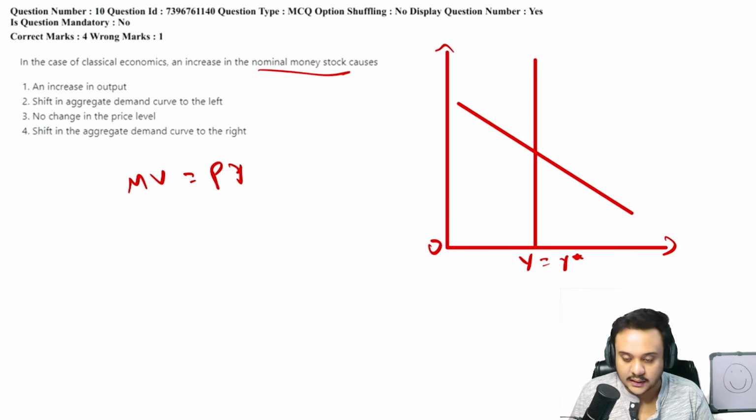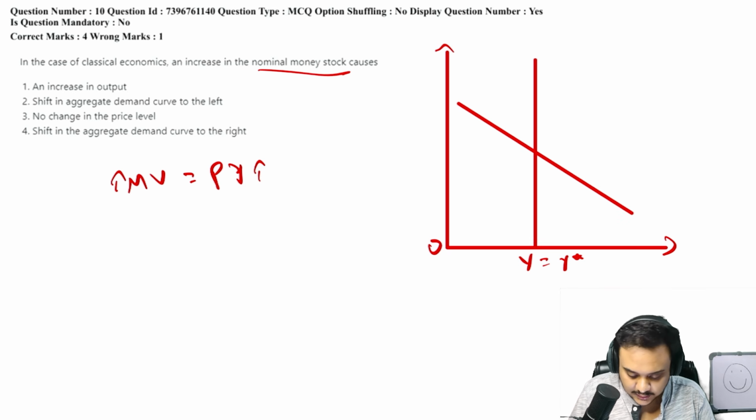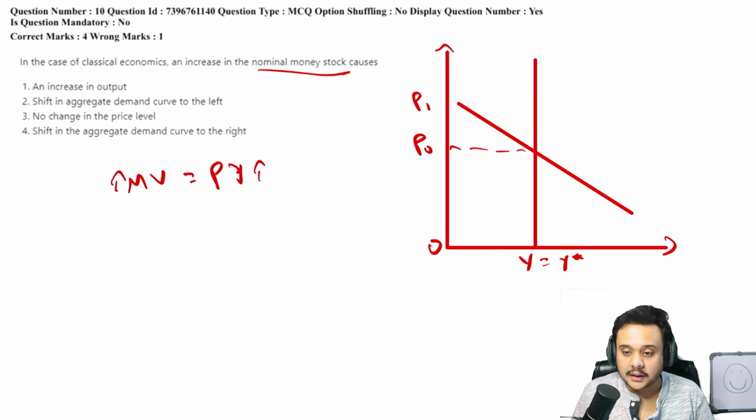V is a constant. The velocity is given, it is not changing. So what happens when this changes? Only P can change. P will increase, the price is going to increase. So our price was at, if we say P naught, our new price is going to be at P1. And how will that happen?